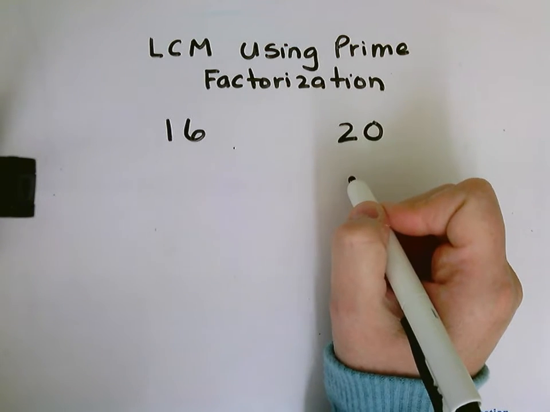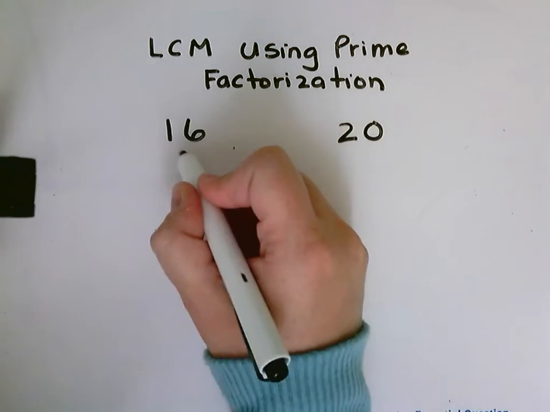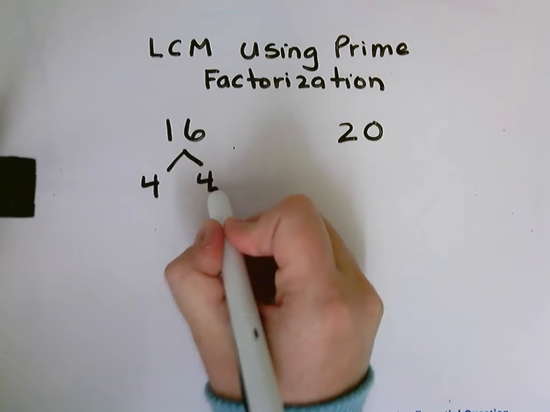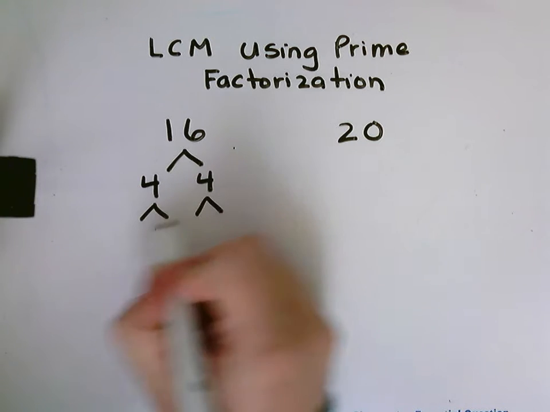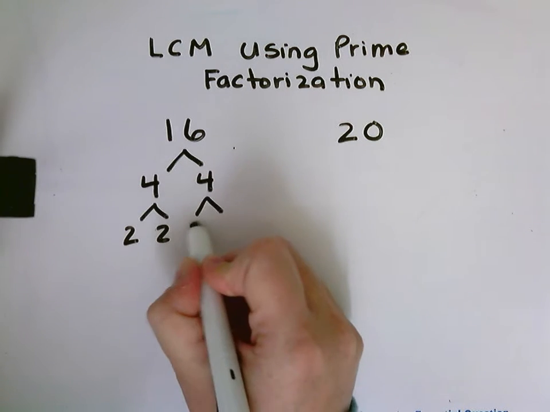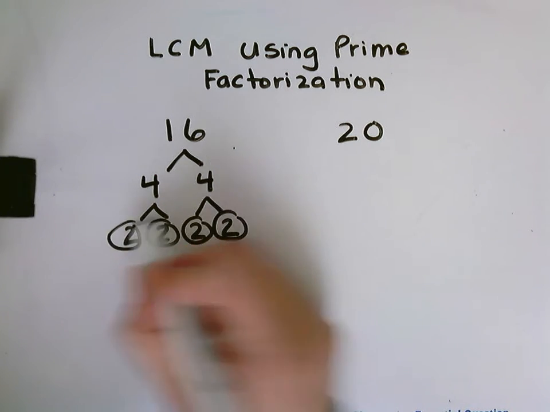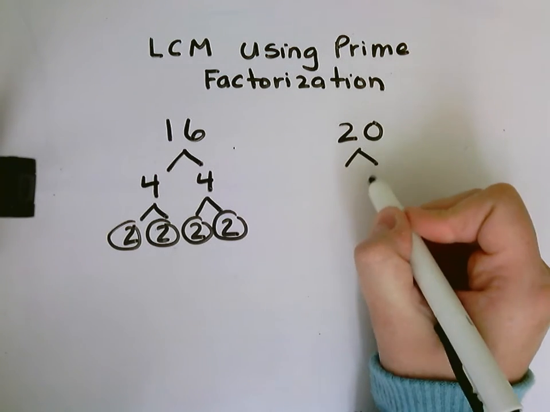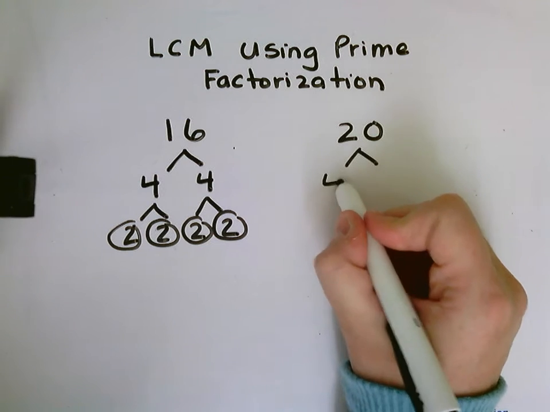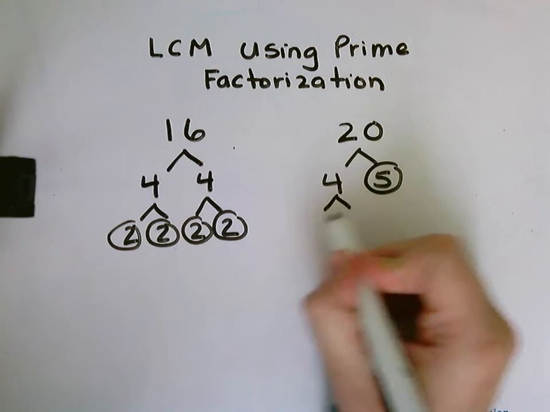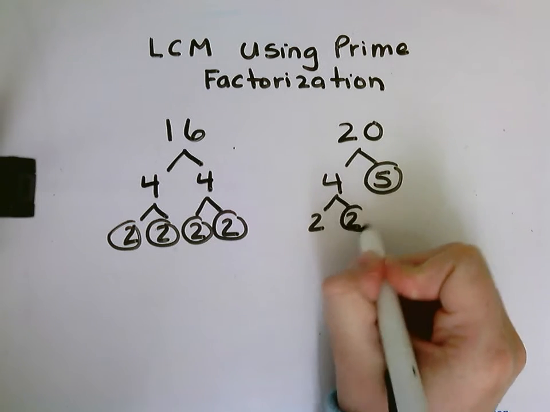So I'm going to find the prime factorization of both of these numbers. So 16 would be 4 times 4. These are not prime. I need to keep going. 4 is 2 times 2. 4 is 2 times 2. And all of these are prime. Next, I'm going to find my prime factorization for 20. 4 times 5. 5 is a prime number. I need to break down the 4 to 2 times 2.